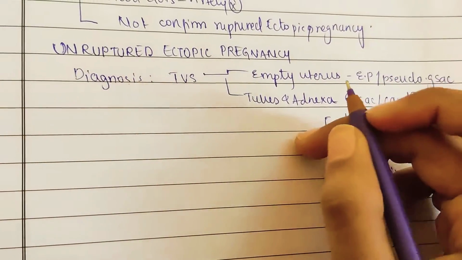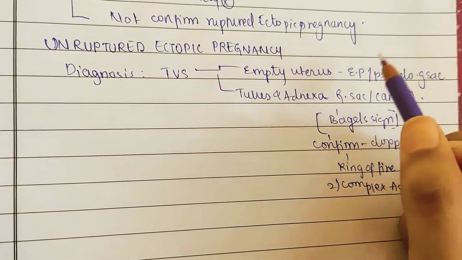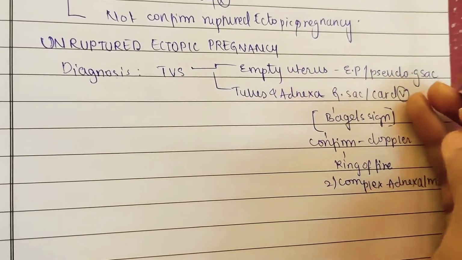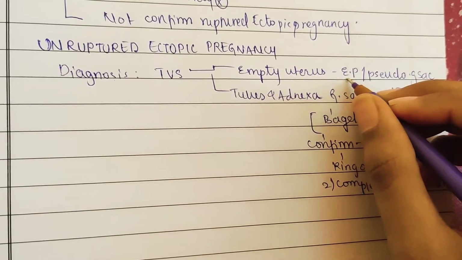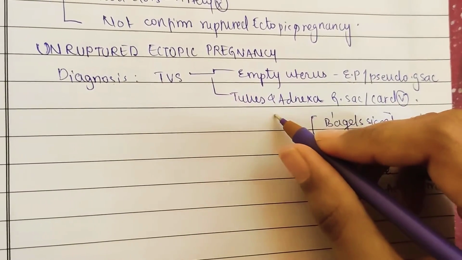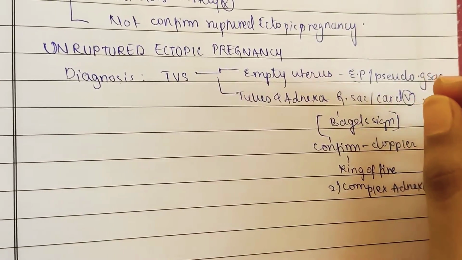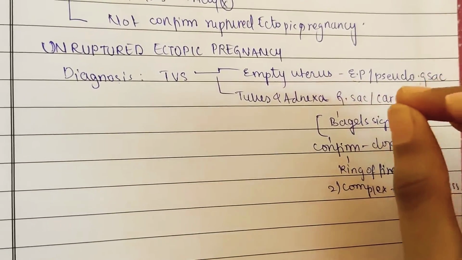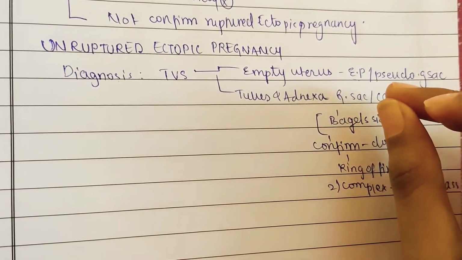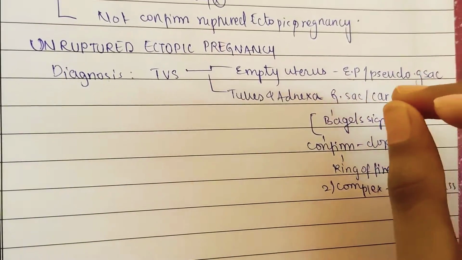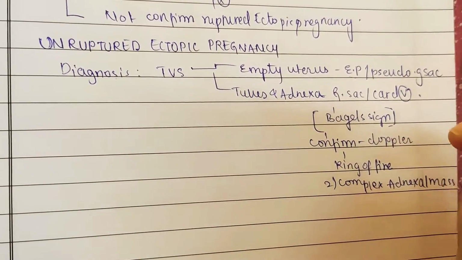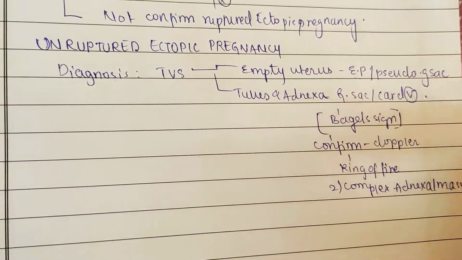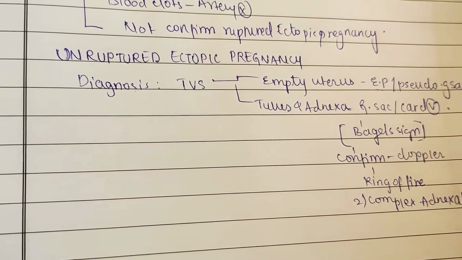In that if you see an empty uterus, then you can clearly say it as ectopic pregnancy or pseudo gestational sac, because pseudo gestational sac is seen in ectopic pregnancy. Now coming to tubes and adnexa, if you see cardiac activity and the gestational sac in the tubes, then you can fix it as Bagel's sign, and you can confirm it by Doppler. You will see a ring of fire and a complex adnexal mass.